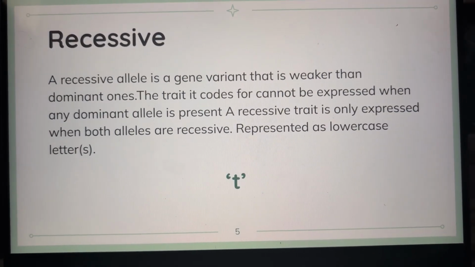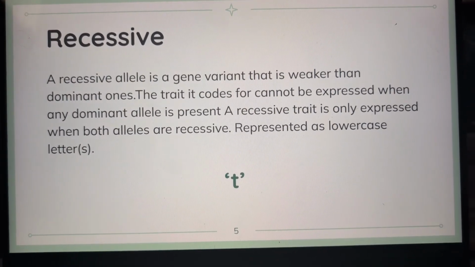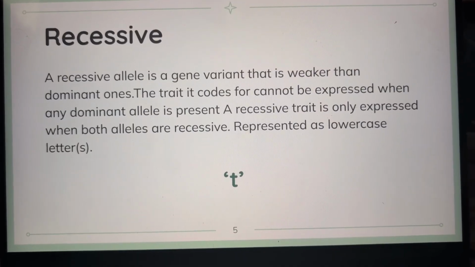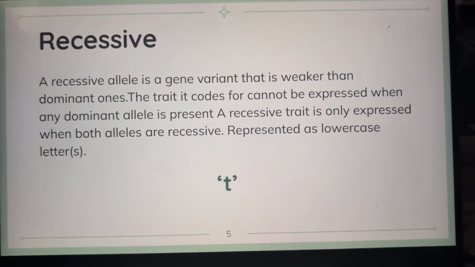A recessive allele is a weaker variant that is overpowered by dominant alleles. The trait that it codes for can't be expressed unless there is no dominant allele present. It must be two recessive alleles. It's represented as a lowercase letter.